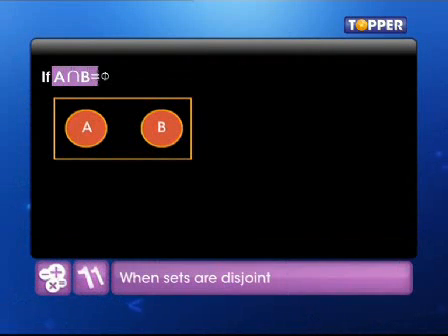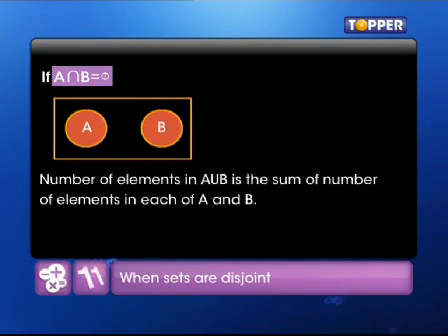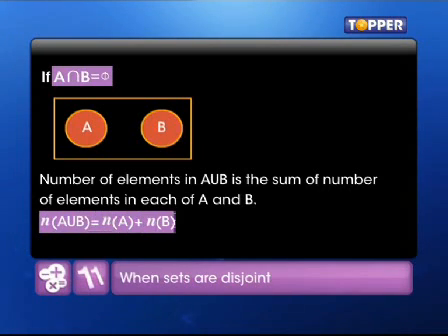In its simplest version, given any two finite sets A and B that are disjoint, the number of elements in the union A union B is the sum of the number of elements in each set. Remember, they are disjoint.